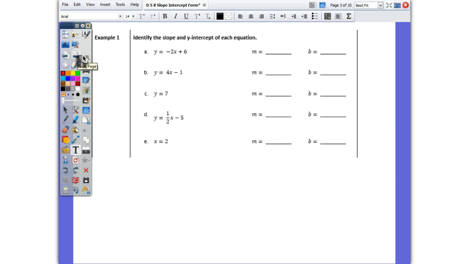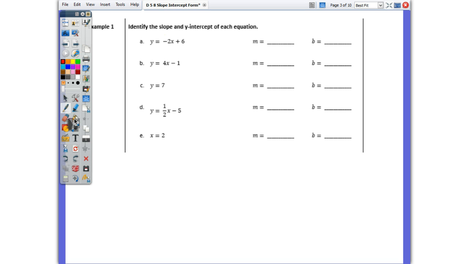All right, let's practice. Identify the slope and the y-intercept of each equation. So, looking at this equation, y = -2x + 6. What is the slope? What's the m, the slope in this equation? Negative 2. Excellent. Don't forget the negative. The negative 2 is my slope.